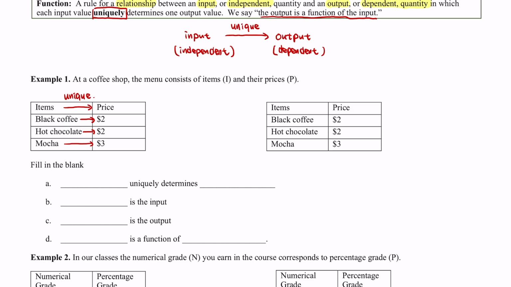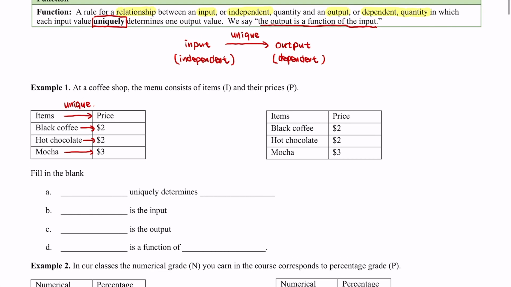Okay, and because the relationship is unique, we can use the definitions here. So the item is going to be the input, and the price should be the output. Then we have a function here. So for the item and the price, the relationship is a function.